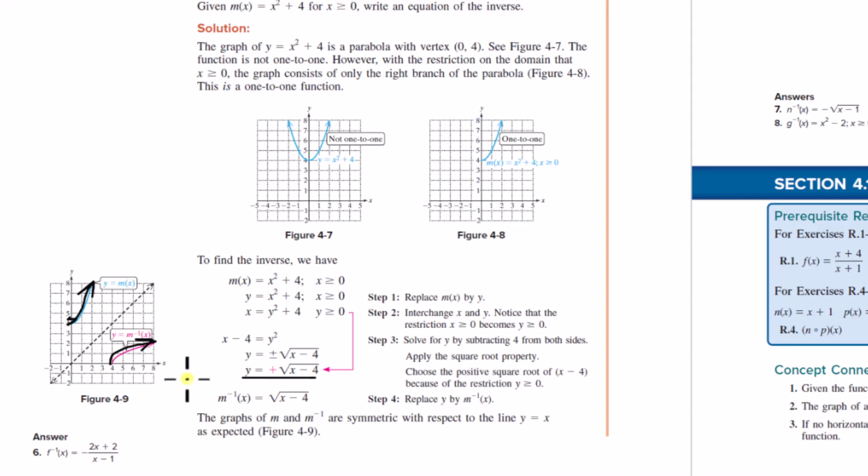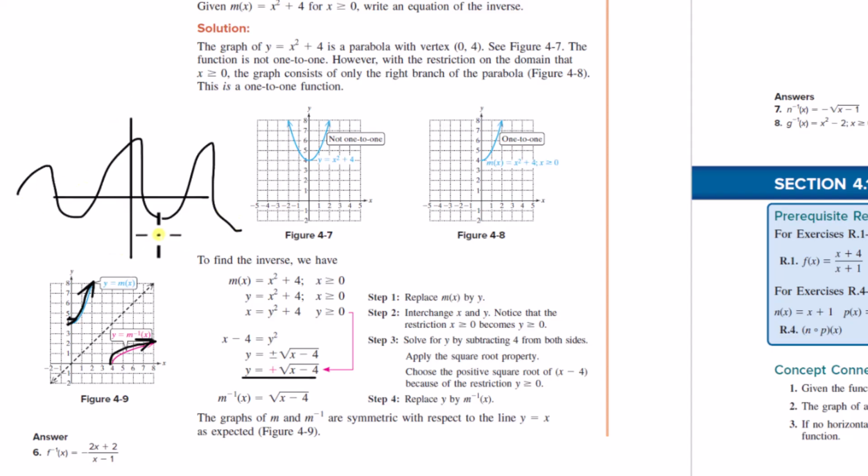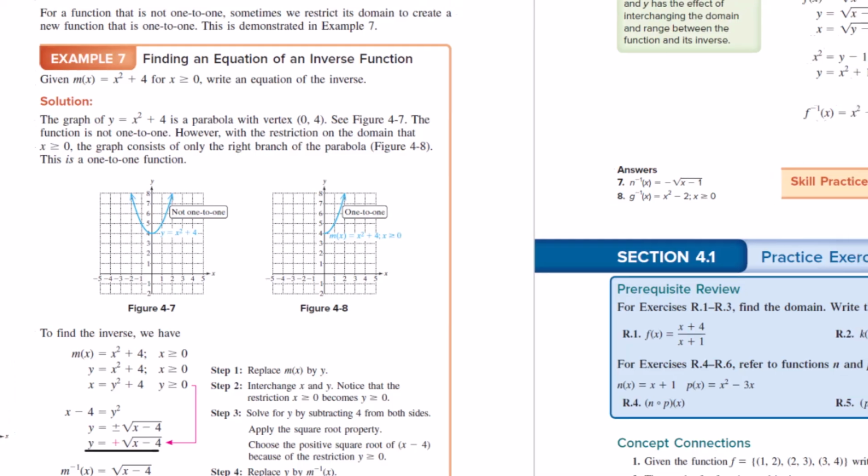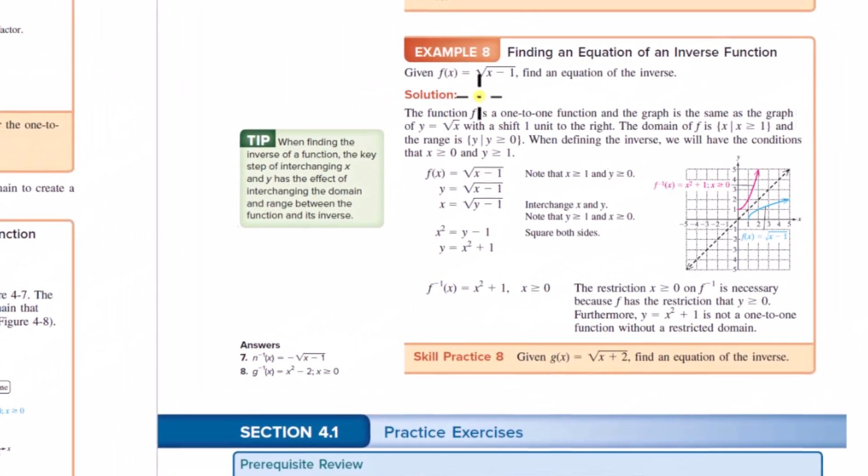So yeah, we do this with inverse trig functions. The trig functions are not one-to-one. So like the sine function is not one-to-one, right? But with the domain restriction, we're able to get inverse trig functions. Okay, let's see. Here's another example.